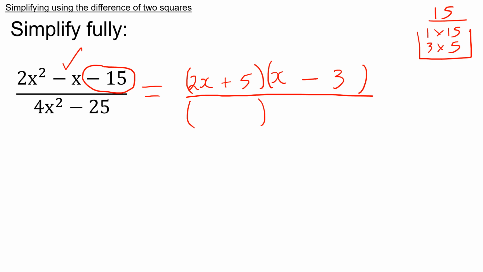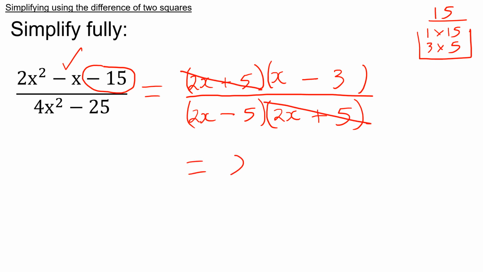On the bottom, the square root of 4x squared is 2x. The square root of 25 is 5. So I've got 2x minus 5, 2x plus 5. Now I notice that the 2x plus 5 factors will cancel, leaving me with a final answer of x minus 3 over 2x minus 5.